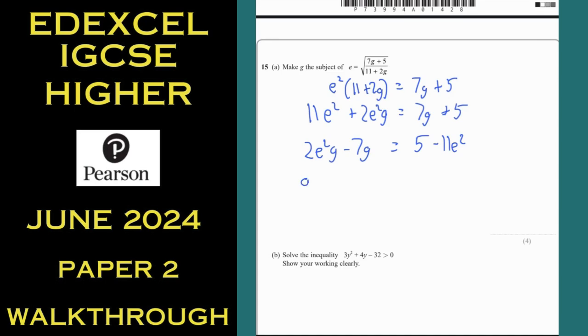We can now factorise out the g. That was the key to this entire question, because otherwise, how do you make g the subject without getting 1g on its own? And we're there, because all we do now to get our answer is write the right-hand side divided by the left-hand side. With or without brackets, it's entirely up to you.